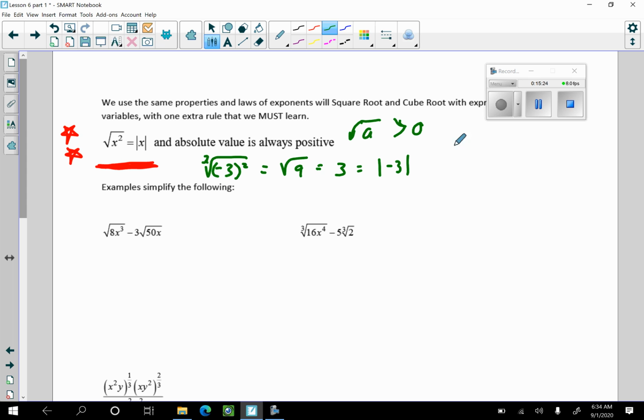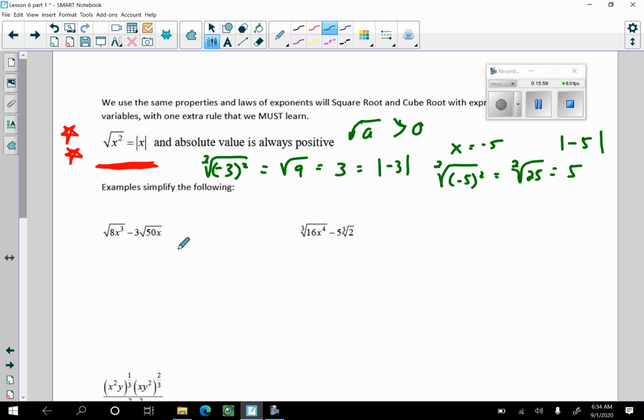In like manner, if x is equal to negative 5, the square root of negative 5 squared is going to be the square root of 25, which is equal to 5, and 5 is the absolute value of negative 5. Okay? So this is a very important property in all of mathematics, actually. And let's see how we're going to use that.